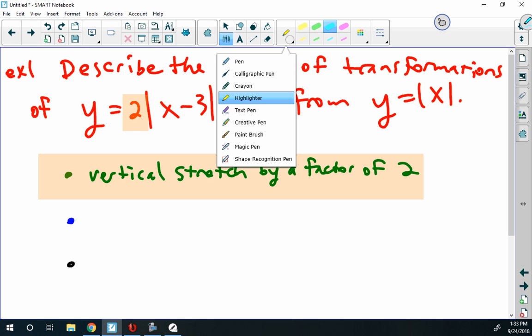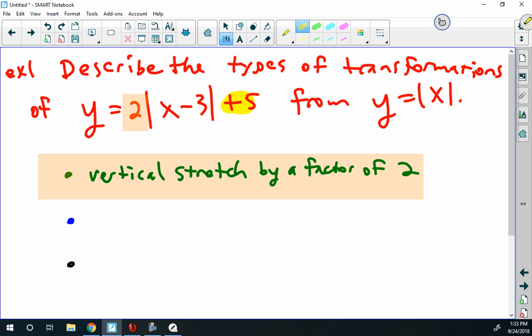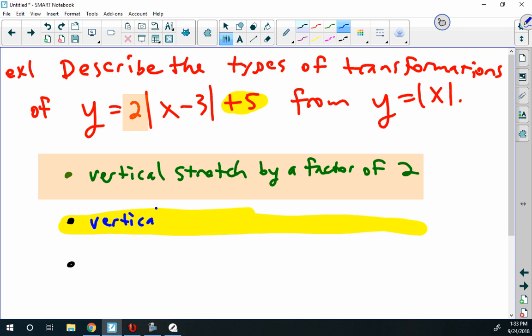I'm going to save the best for last. Let's look at this plus 5. Because of that plus 5 on the end, what's going on here? Yeah. Up 5. How do we say up 5 using the appropriate language here? What kind of translation? A vertical translation. Vertical translation up 5 units. Okay?